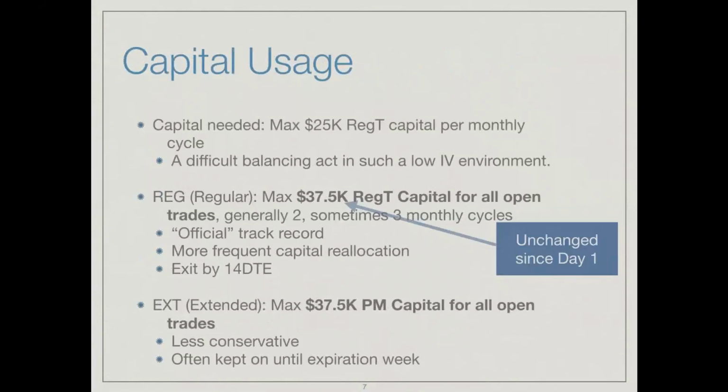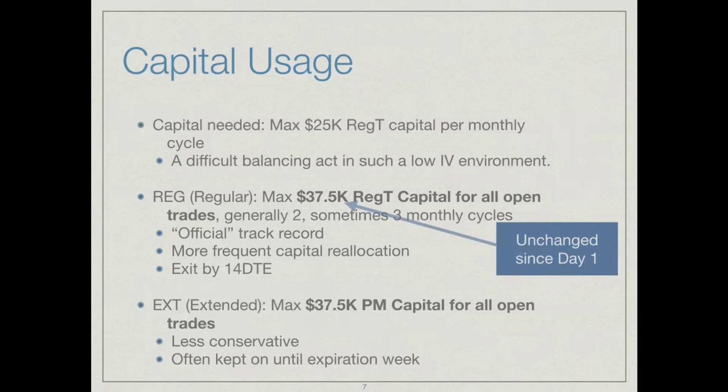So let's recap a little. The capital usage, or planned capital: I use 25K Reg T capital per monthly cycle. I never exceed that. There have been exceptions which I've always corrected over the next day or two, and I've never exceeded the 37.5K, basically the 1.5 cycle, the 1.5 planned capital for each trade. Although it's been, as I said earlier, a balancing act on capital allocation, and it's been very difficult because in a normal IV environment we have 2 trades on, and we've now had, because we kept the trades longer, up to 3 monthly cycles.